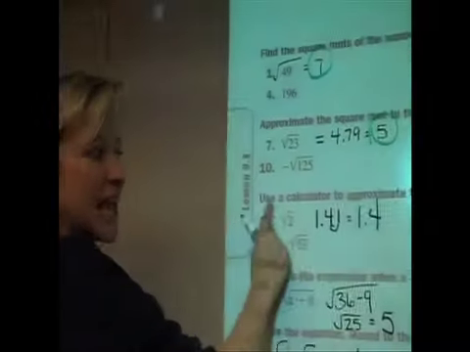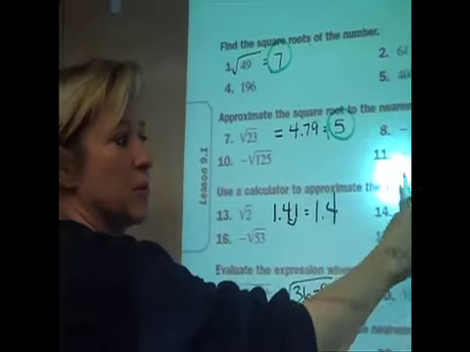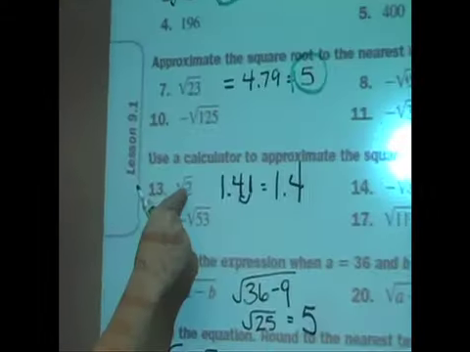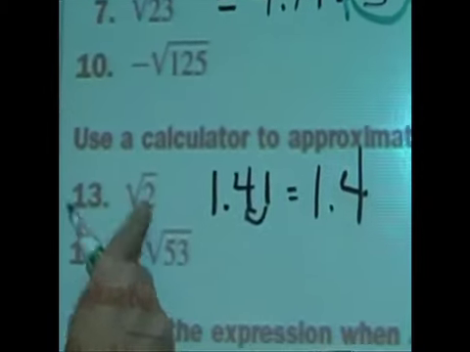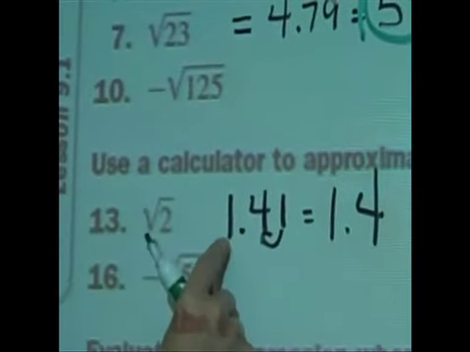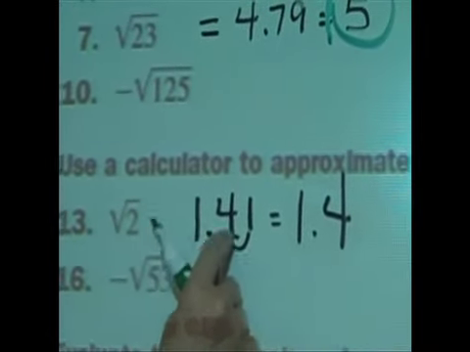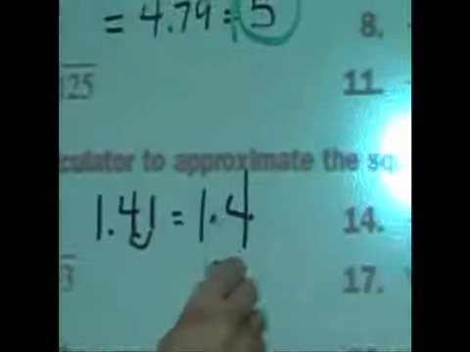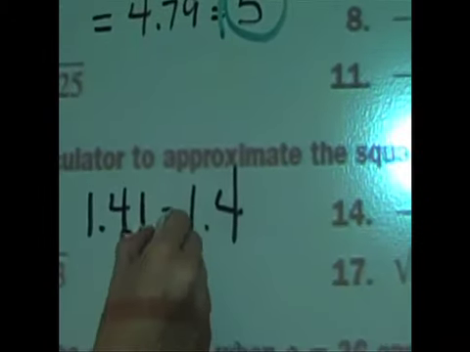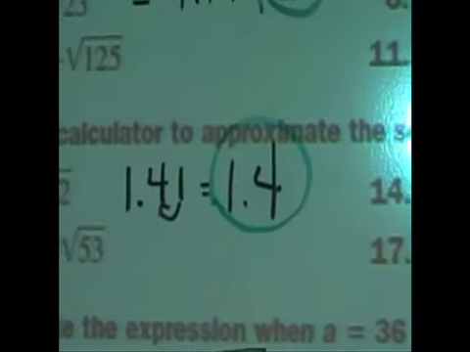The next part, use a calculator to approximate the square root of 2. Round to the nearest tenth. Once again, put 2 in your calculator, hit the square root button. You will get an answer of 1.41. We're rounding to the nearest tenth. When you round to the nearest tenth, your answer is 1.4.